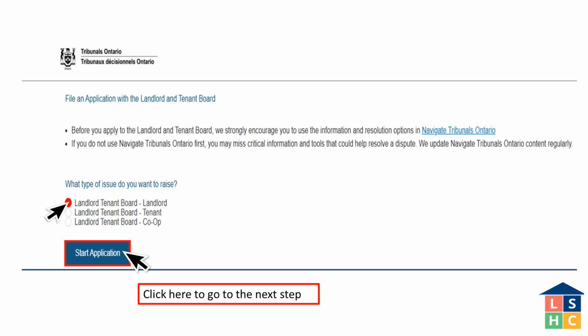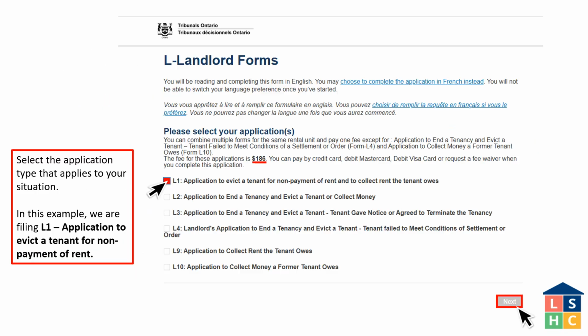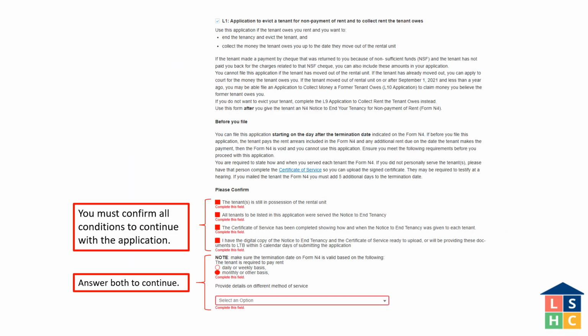It will then ask you to specify the type of issue you want to raise. Click Landlord Tenant Board - Landlord. From the list of available options, select L1, Application to evict a tenant for non-payment of rent and to collect rent the tenant owes. Before moving forward, you'll be asked to confirm certain conditions related to your application. If you don't check all the boxes, you won't be able to continue with your application.